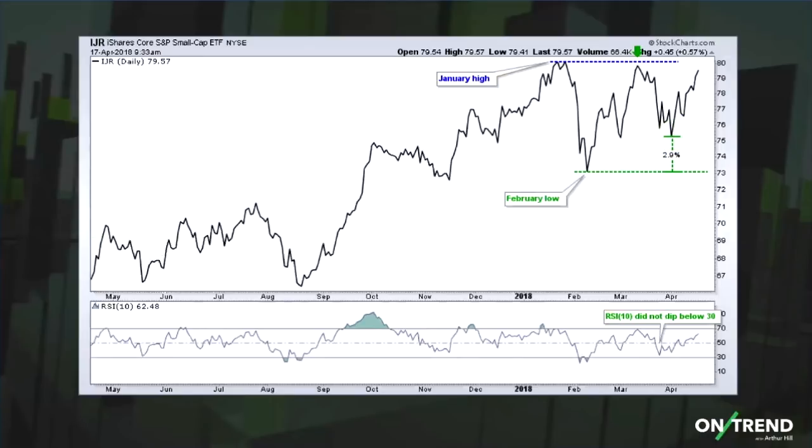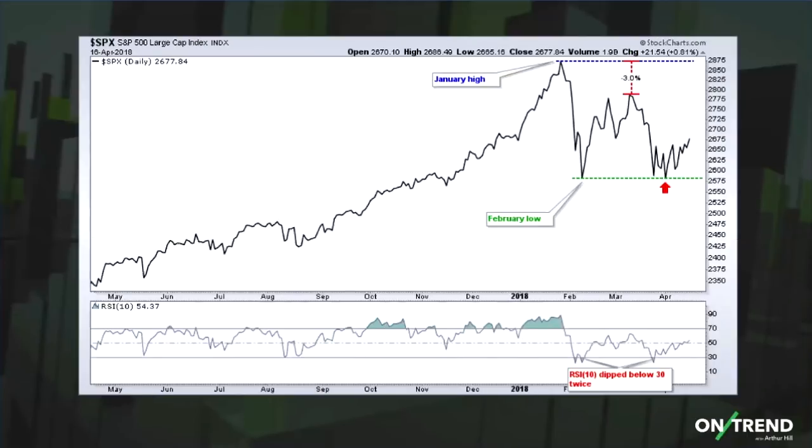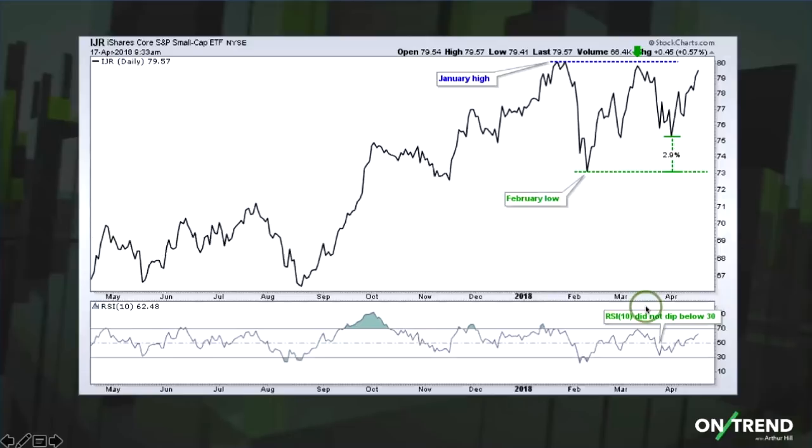There's also one more thing I would like to talk about on that SPY chart or S&P 500 chart. You can see RSI dipped below 30 here in February and again in March. And then if we look at IJR, it dipped below 30 in February, but held above 30 in March. So that just showed less downside momentum on the decline. And that was another signal that small caps were holding up better than large caps.